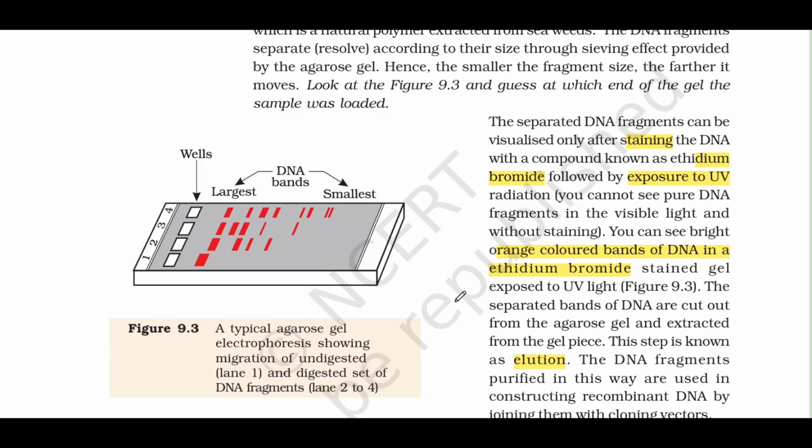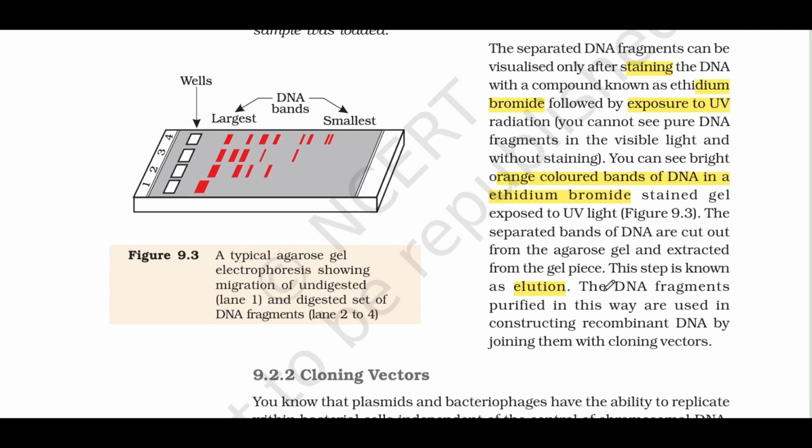This can be visualized by using staining. The stain used is ethidium bromide. It's important: ethidium bromide is the stain, and agarose is the gel. On exposure to UV radiation, you can see bright orange colored bands of DNA in ethidium bromide. Okay.